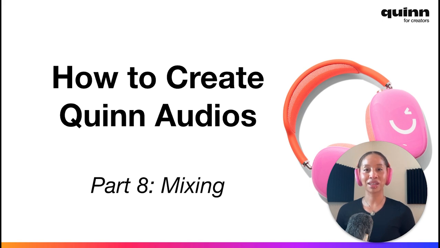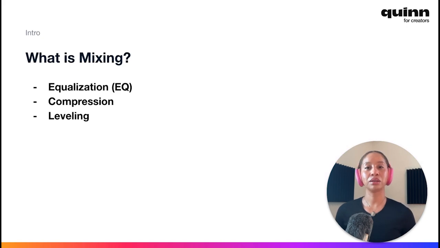Today, we're talking about mixing, the step where you make all your sounds, your voice, background ambience, and effects blend together smoothly. We'll be using Audacity just like in the last videos. I'll show you exactly what to click and what settings to use. Mixing means adjusting your audio so nothing sounds too loud, too quiet, or out of place. It helps your audio sound polished and easy to listen to.